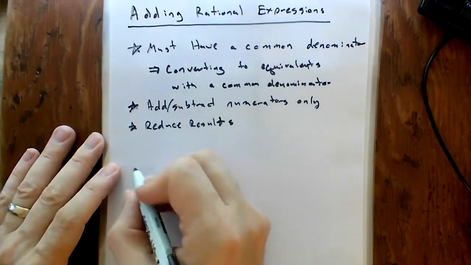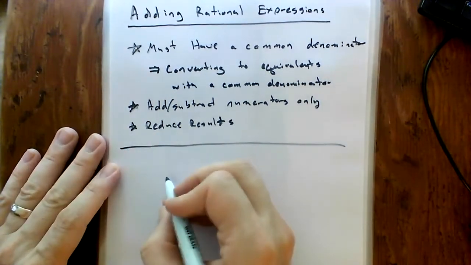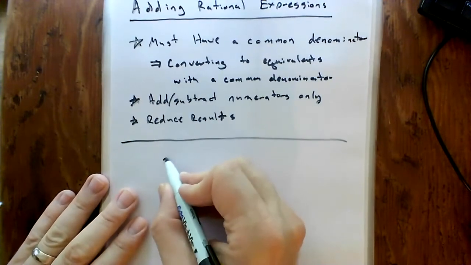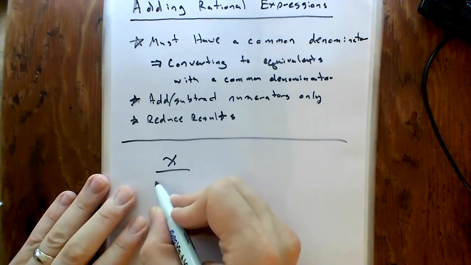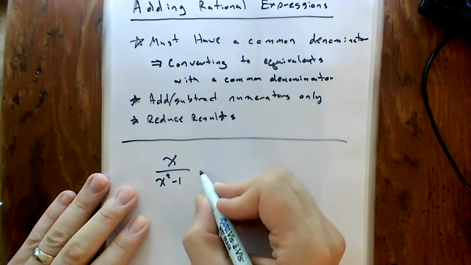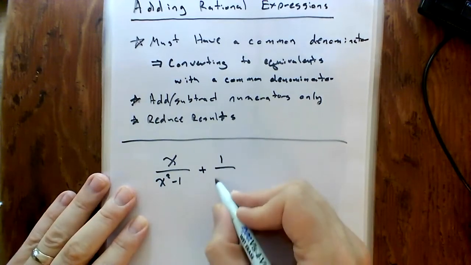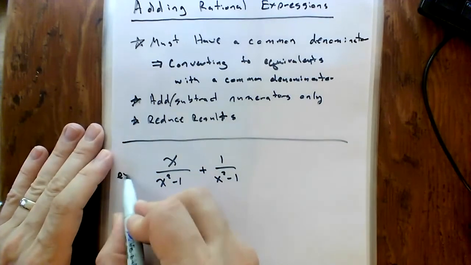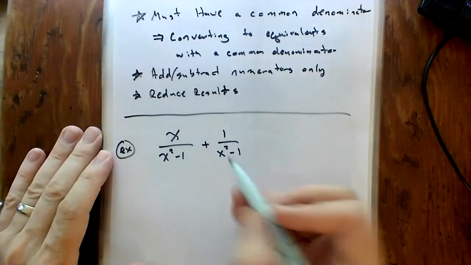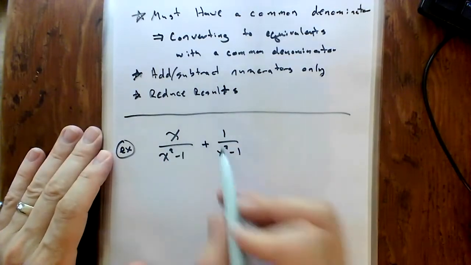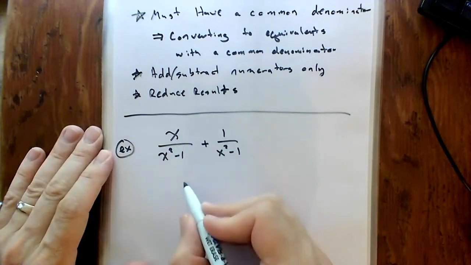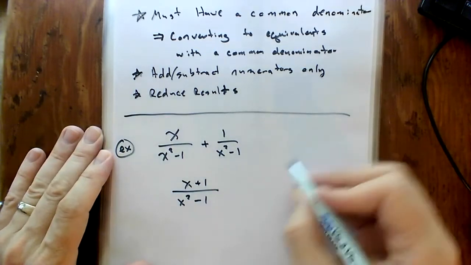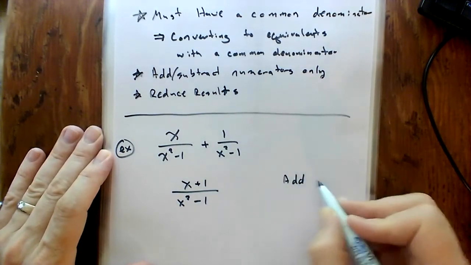All right, let's start out, and I'm going to just show you a little bit what this would look like if we already have a common denominator. So say we've got something like x over x squared minus 1, and then plus 1 over x squared minus 1. So I already have a common denominator here. Here's our first example. So here, all we're doing is adding together our numerators. This is going to be x plus 1 over our x squared minus 1. So we just add our numerators.